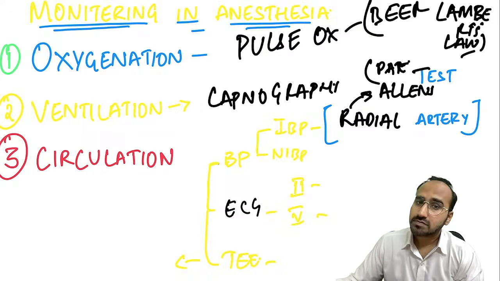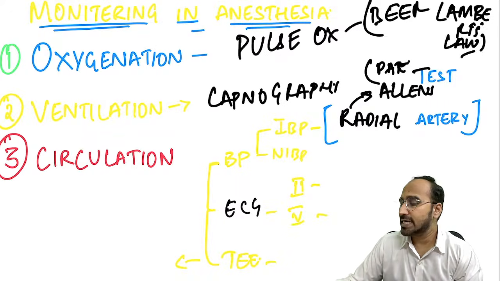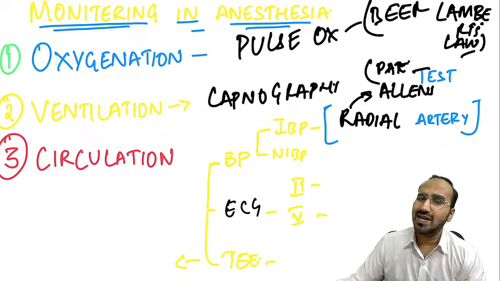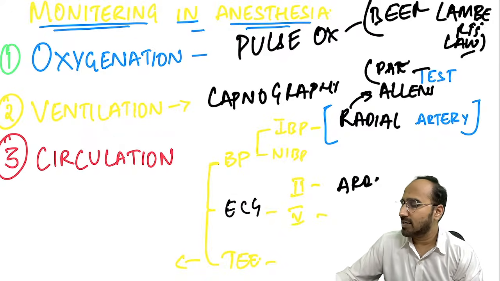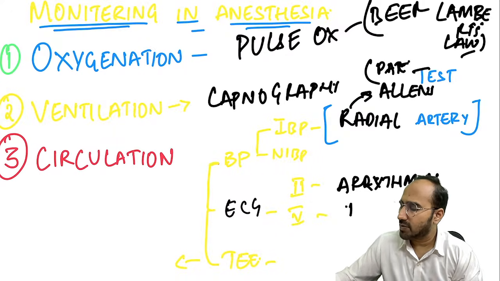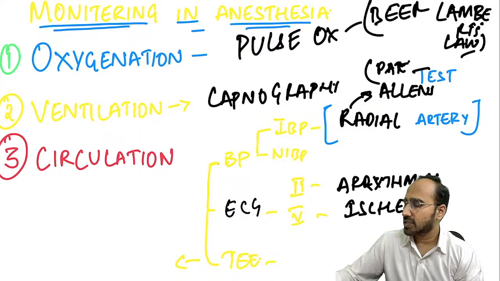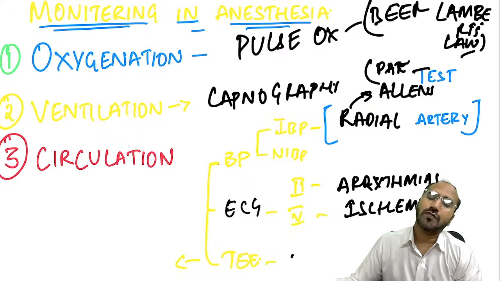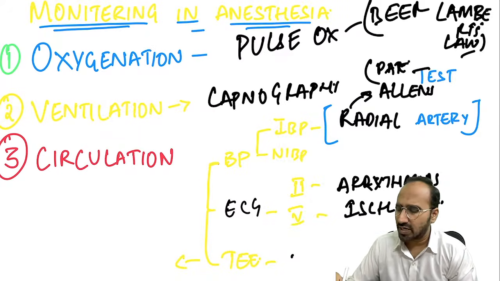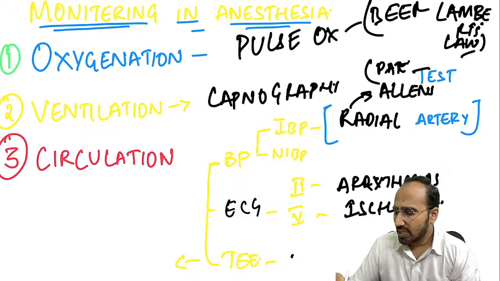Next, ECG you are monitoring. In ECG, are you monitoring the full 12 leads? No, only 2 leads are important. Lead 2 monitors arrhythmias, whereas lead 5 of the ECG monitors ischemias. Okay. Next, TEE. What is TEE? Transesophageal echocardiography. Again, this is a sophisticated monitor. Whenever you are suspecting any venous air embolism and all, you can go for that monitor.